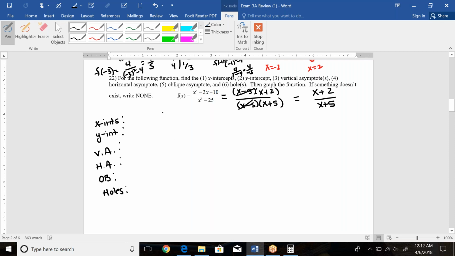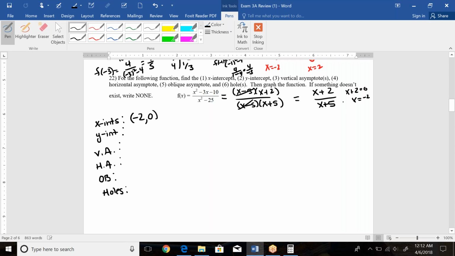So for the x-intercepts, we do still have a factor on top that has an x in it. So that's going to be a possible x-intercept. So x plus 2 equals 0 would give us negative 2. So this is the x-intercept of negative 2, comma 0.